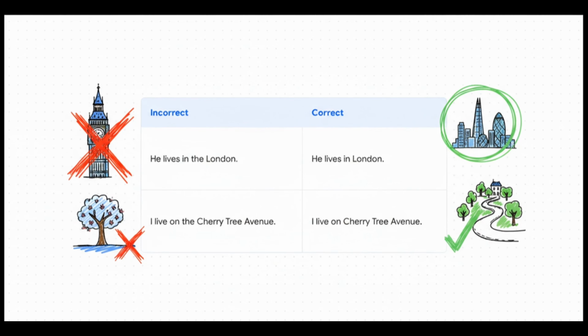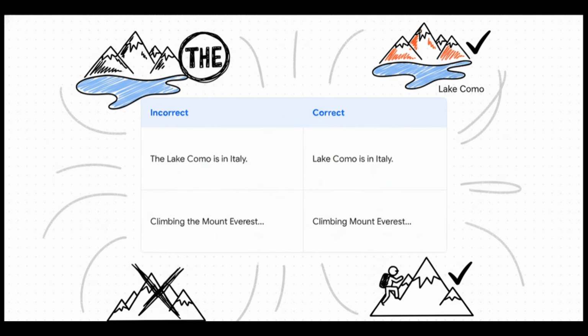Now, as we zoom in from countries to cities, that no-"the" rule generally sticks. We don't use it with city names, it's just "he lives in London." This also applies to most street names. You live on Cherry Tree Avenue, not "the Cherry Tree Avenue." So, what about beautiful spots in nature? Well, for individual lakes and single mountains, we follow the exact same pattern, no "the." So you get Lake Como and Mount Everest. See? It's pretty consistent when you get the hang of it.